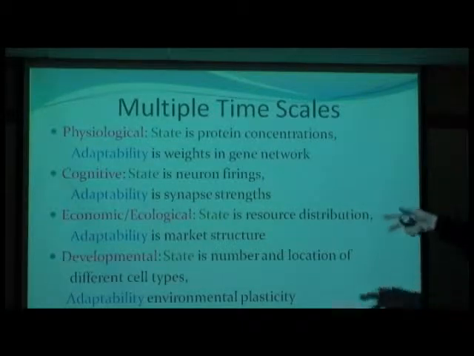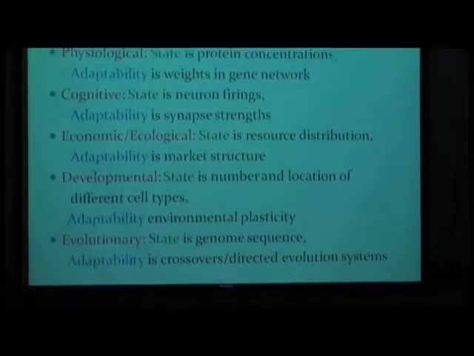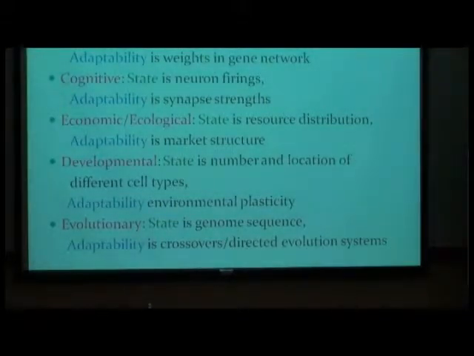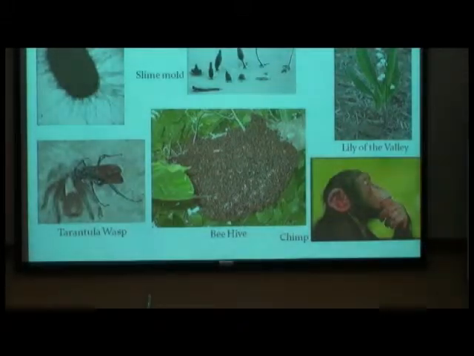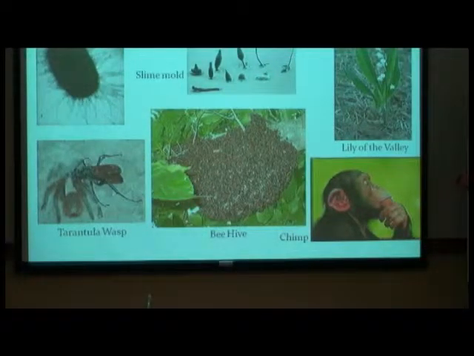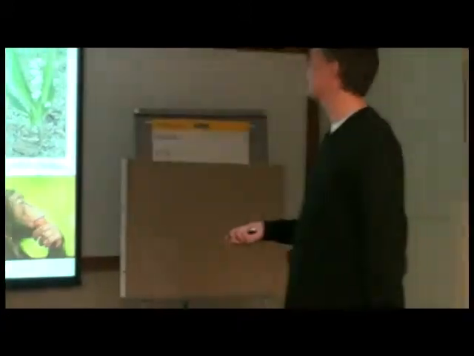In economic systems, the market structure says which entities will trade with one another. In the developmental system, the environmental plasticity sort of says which cells will reproduce more. And in the evolutionary system, the kinds of evolution, crossovers and directed evolution, give rise to the mix of genes in the next generation. So here are some example systems at different levels. You've got E. coli, which is a simple one-celled organism, very well understood. I'll show a few little slides of that.